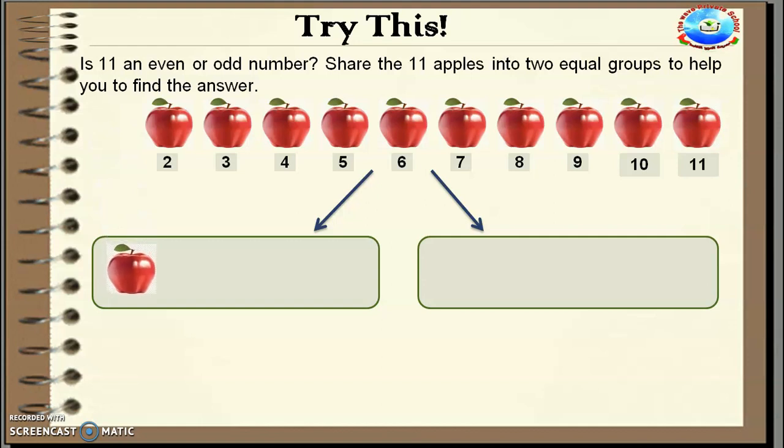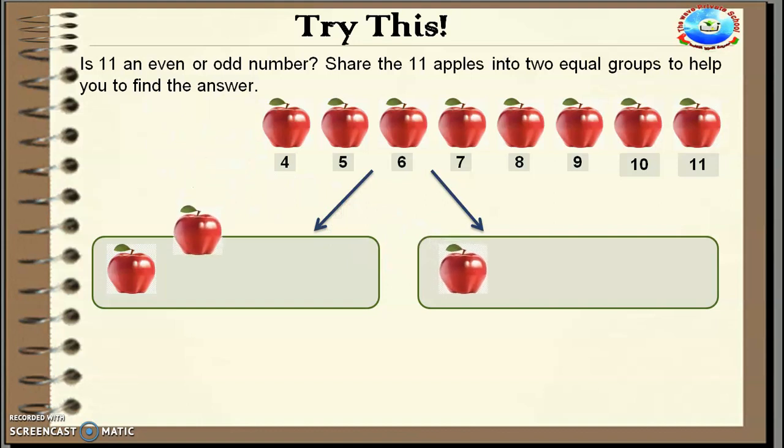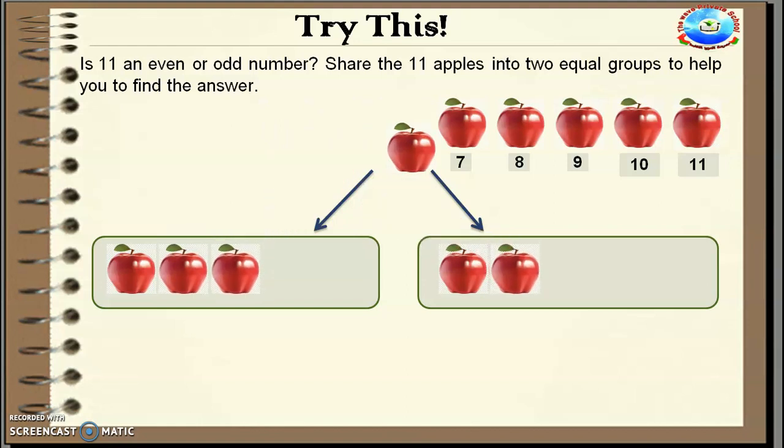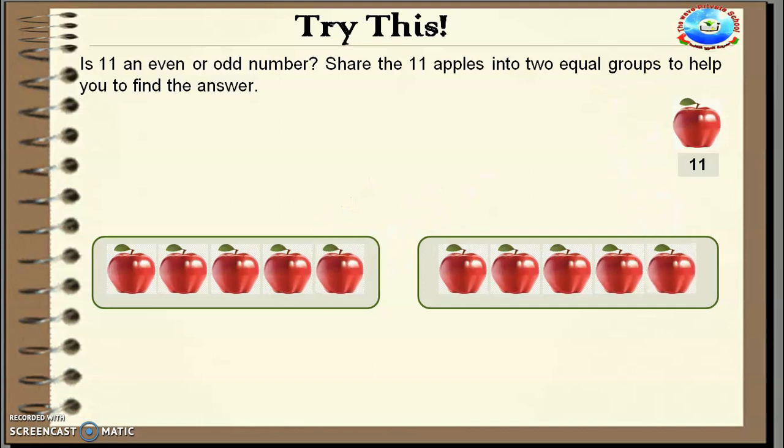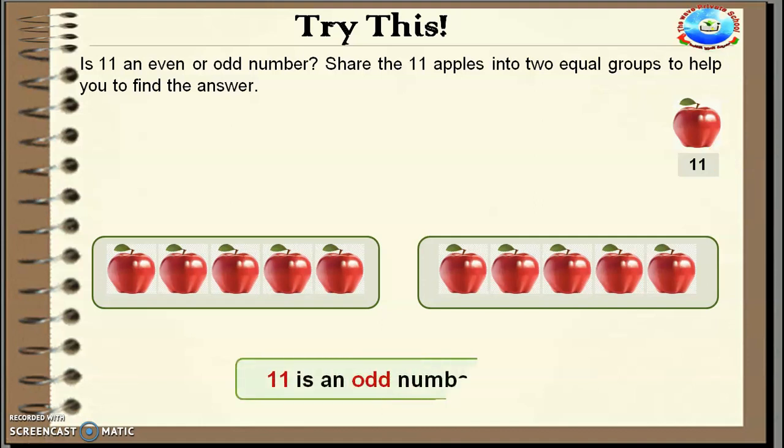Yes, one apple goes to the first group and the second goes to the second group. And we repeat the process of sharing. Yes, here we have 3 more apples. So we can share them into the two groups. Now look here. Yes, here one apple is left over. So 11 is an odd number.